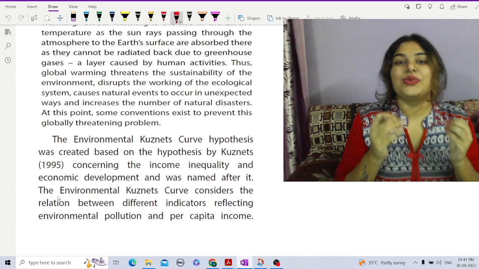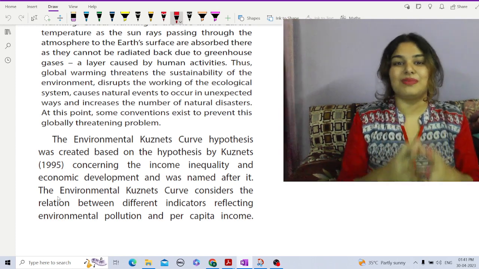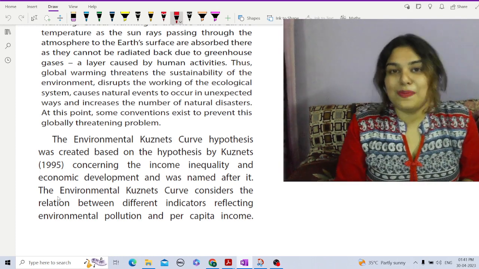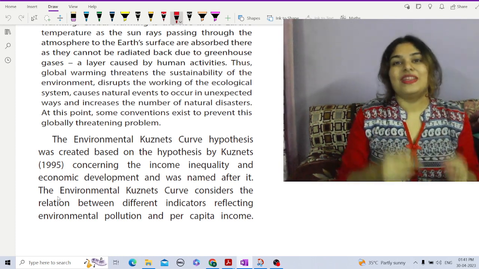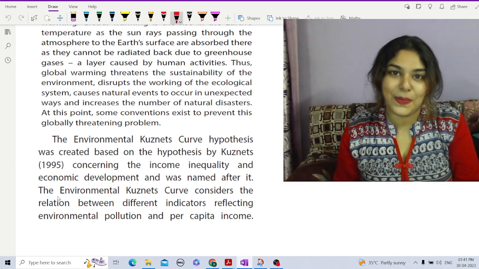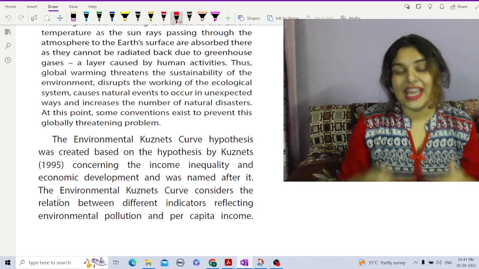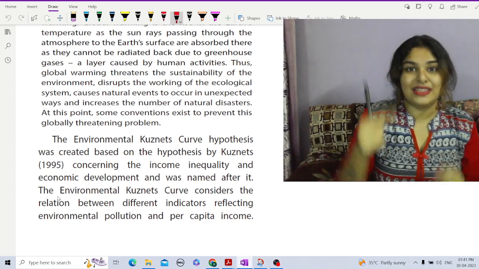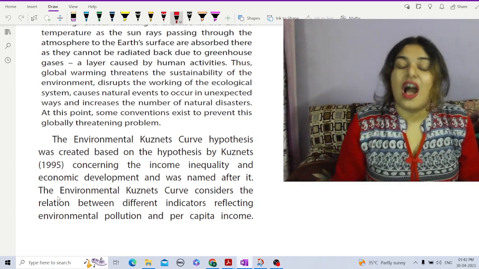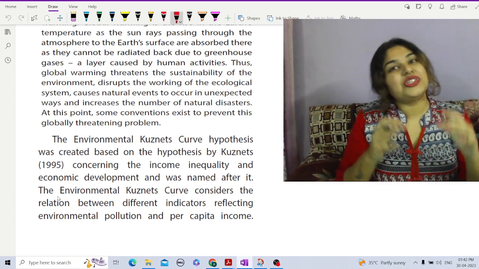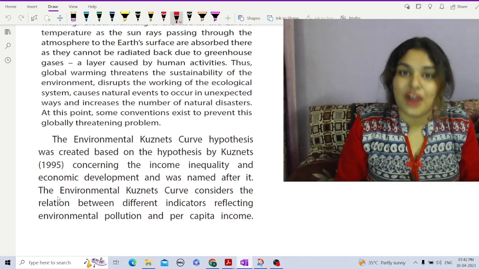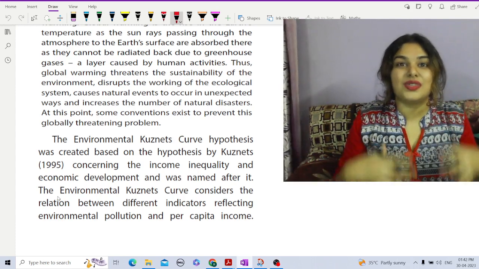So basically, the Kuznets curve considers the relation between different indicators reflecting environmental pollution and per capita income. So there is first an increase in pollution with increase in income per capita as the economy is growing, and after setting a peak point, that at a certain income level the pollution level reaches a peak point, after which the pollution level starts to decrease and people start to take care of the environment. As a result, the environment starts to get better.